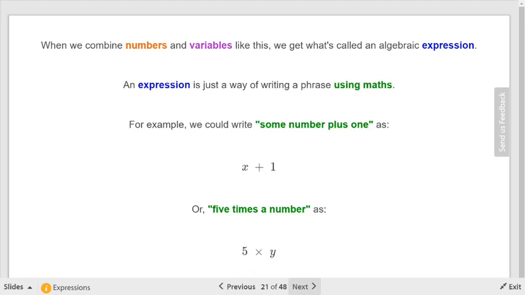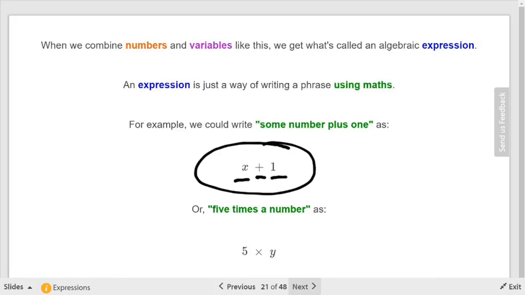Some number plus 1. Some number. I don't know what number, but it's not dogs or wind or cats or anything. So typically, if we're just saying some unknown number, we usually just use X to represent that. Okay? So to look at this one, some number plus 1, X plus 1.